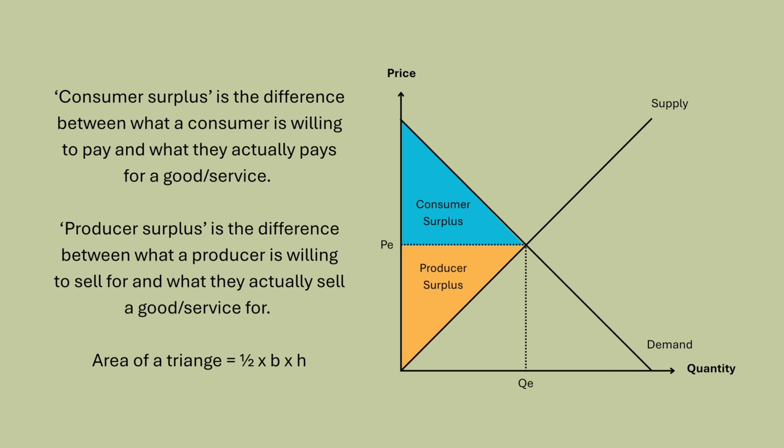Here's a complete summary of all you need to know. Consumer surplus is the difference between what a consumer is willing to pay and what they actually pay for a good or service. Producer surplus is the difference between what a producer is willing to sell for and actually sell for.